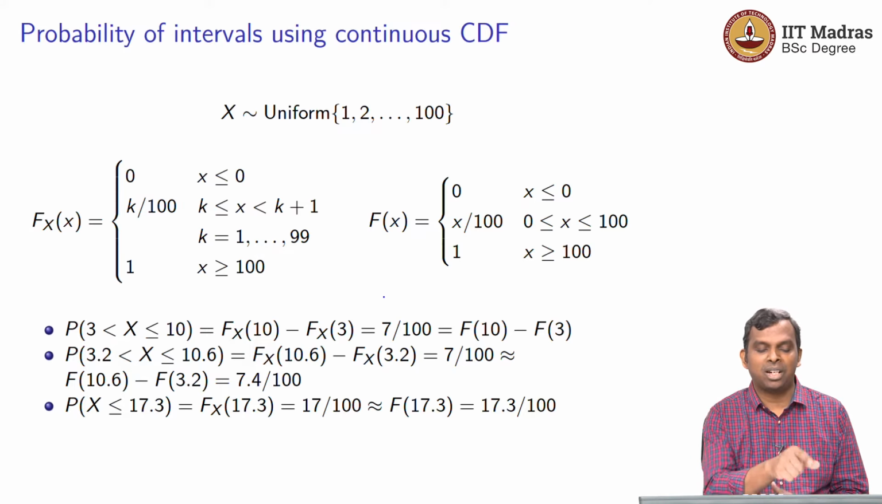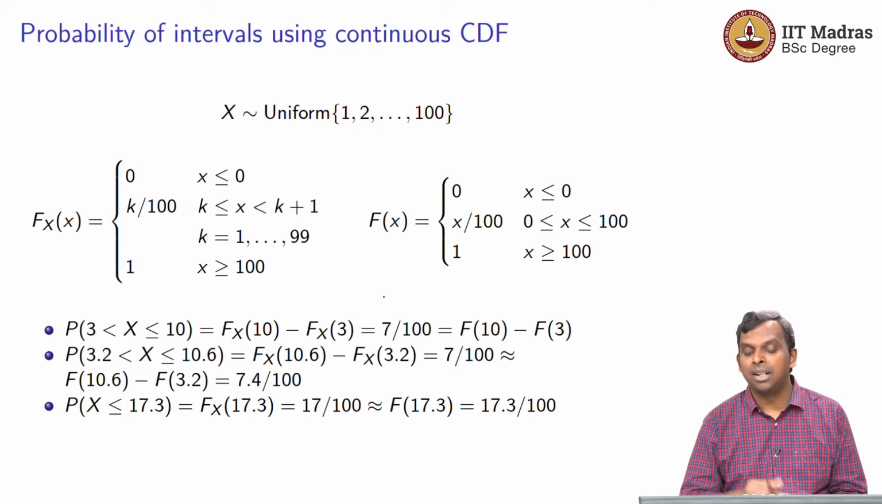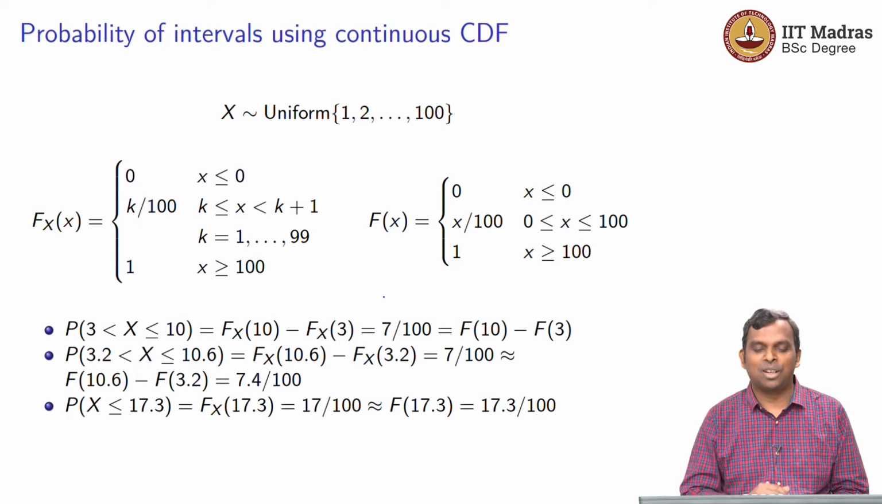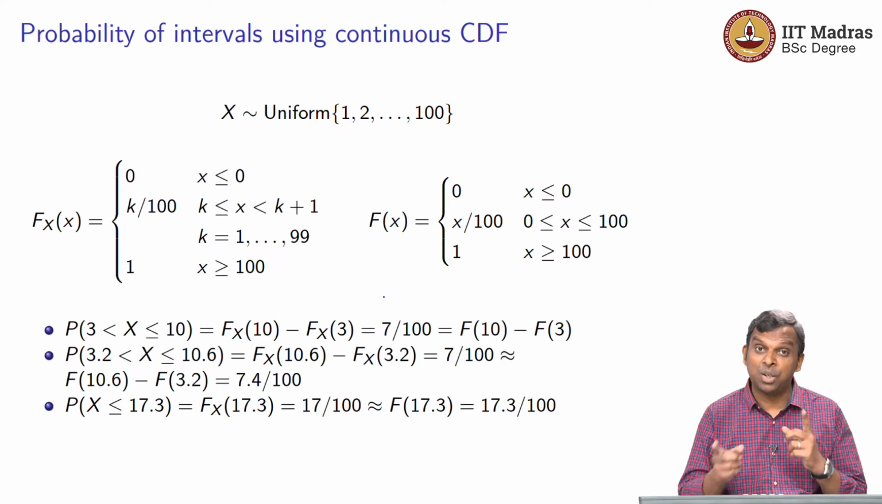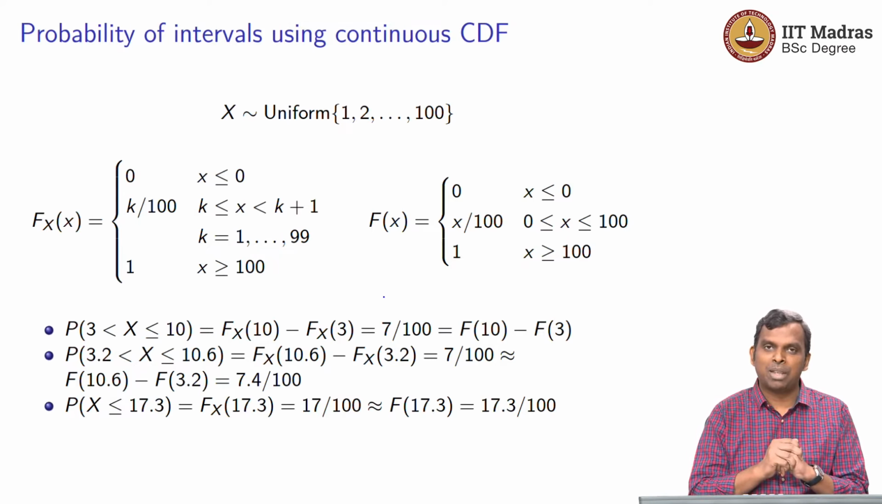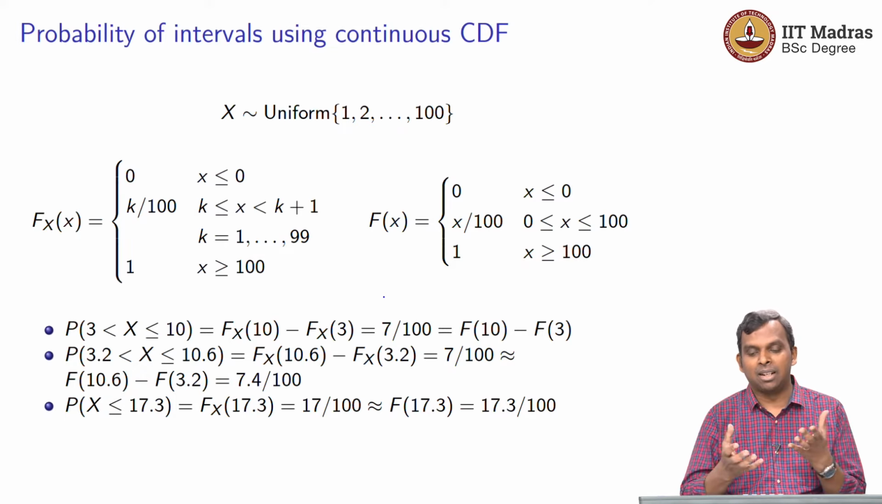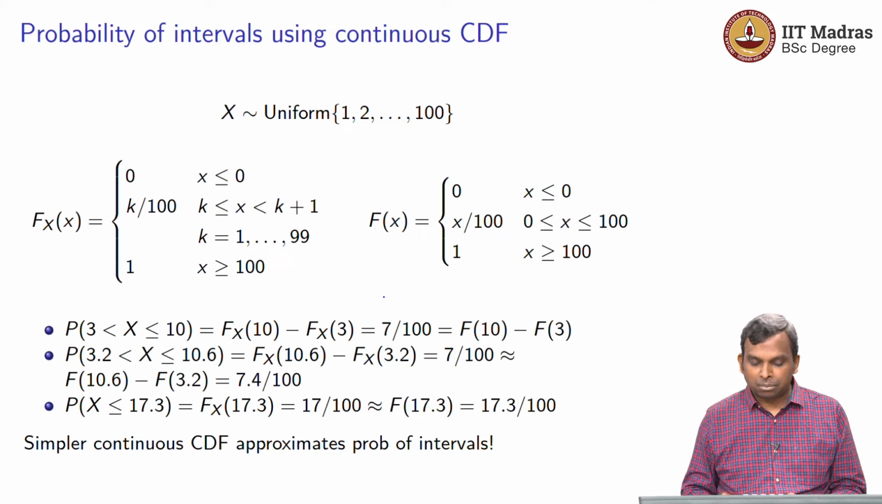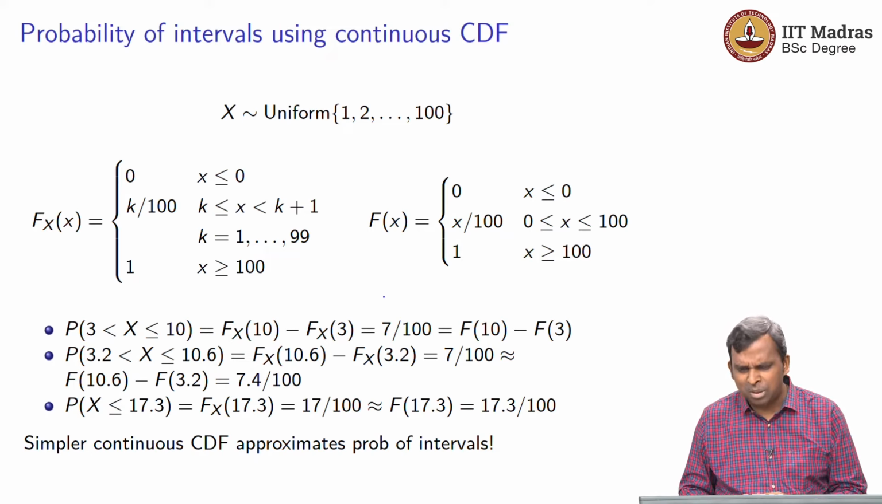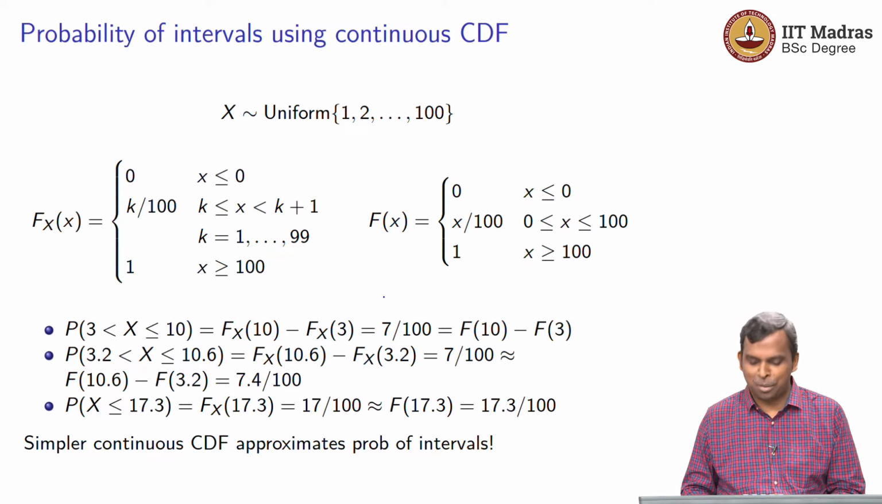If you do that exact calculation with the exact CDF, you'll get 17 by 100. If you just do it with approximation, you'll get 17.3 by 100. Okay, good enough, right? So this is the sort of interesting comparison you can do with the discrete world and a continuous model for the same thing: what you lose, what you gain. Hopefully you can see that in this picture. So clearly the calculation is simpler, but maybe in the uniform distribution you don't need it. It's an easy enough calculation even with the exact PMF.